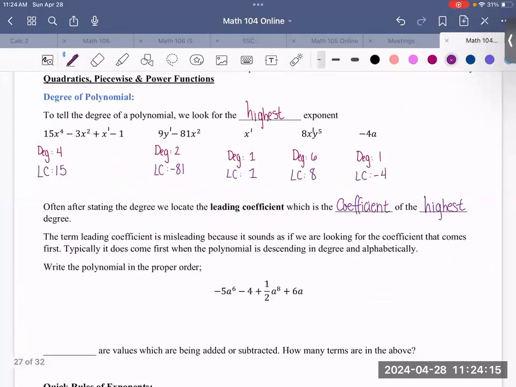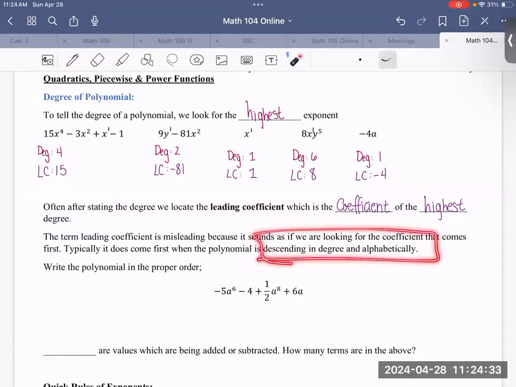Now the term leading coefficient is a little misleading because it sounds as if we are looking for the coefficient that comes first. But typically, while it does come first, it's only because of our descending order, descending in degree, and then also by alphabetical. So can you try and write the following into descending order?